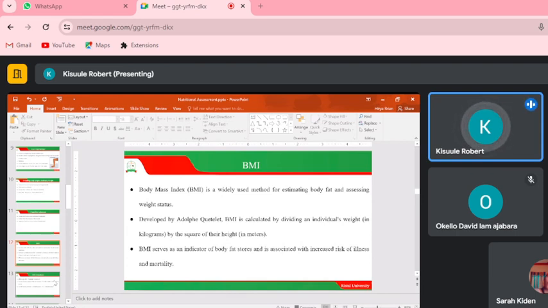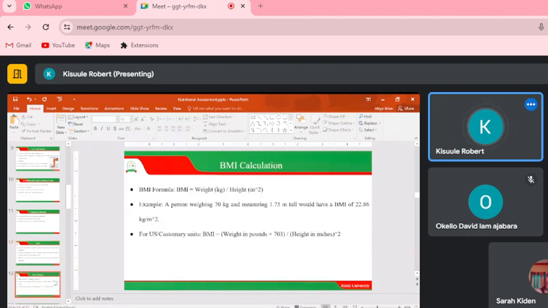I don't know how busy you were, but we will go through some questions, hopefully this week or next week, about how to calculate the body mass index. This serves as an indicator for body fat stores, and it is associated with increased risk of illness and mortality. So the BMI formula, like I've told you, is weight in kilograms divided by height in meters squared. For example, a person weighing 70 kilograms and measuring 1.75 would have a BMI of 22.86 kilograms per meter squared.